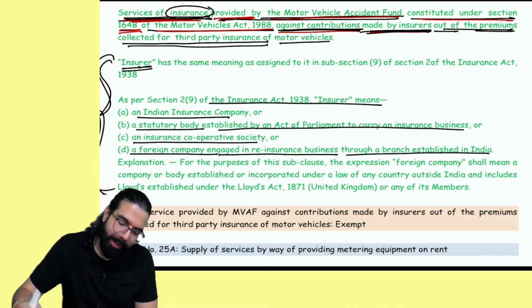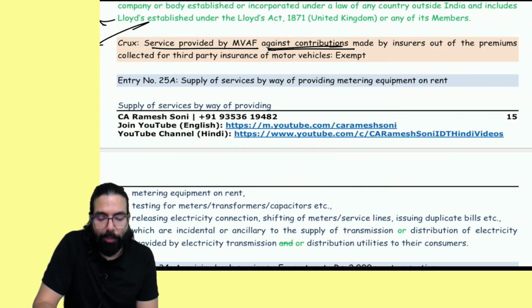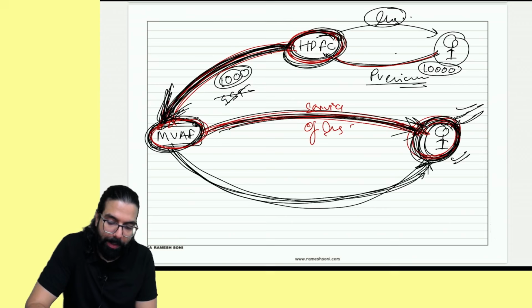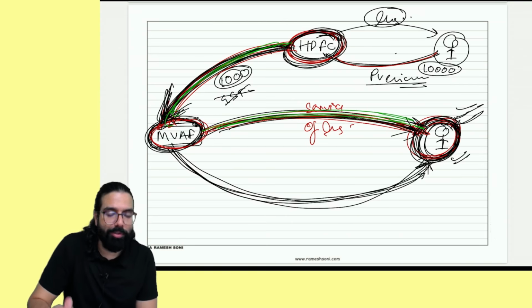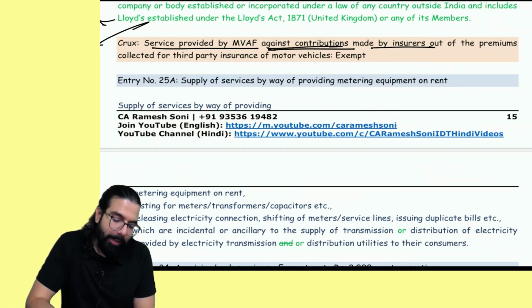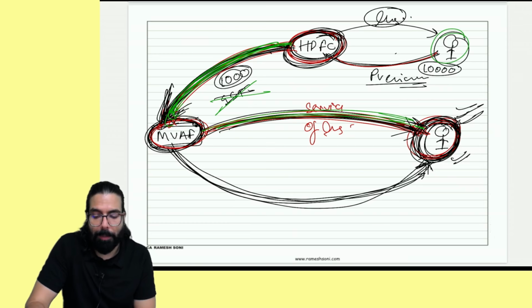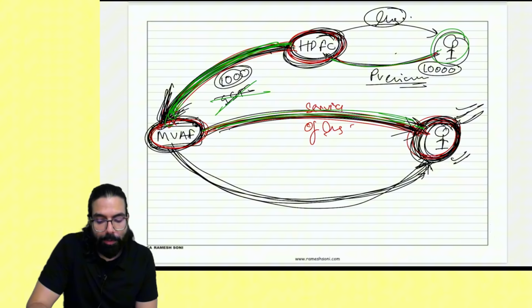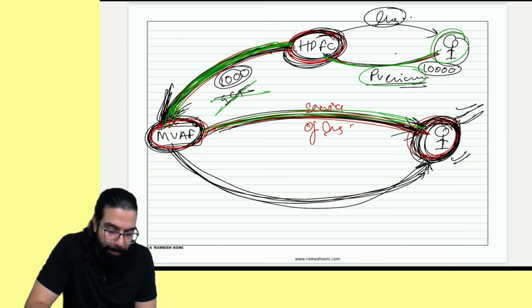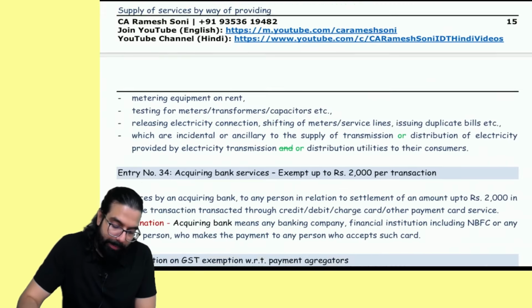Yes, sir, this point is clear. Let's go ahead. Services provided by motor vehicle accident fund against contribution made by whom? Insurers. These insurers are giving the contribution and these people are providing the service. On this service there will be no GST, and hence on the contribution there will be no GST collected. Out of the premium collected for third party insurance of motor vehicle, exempt. Whenever people buy third party insurance, from the premium collected one amount is contributed over here. On this amount, there is no GST. Done, sir, this point is clear.